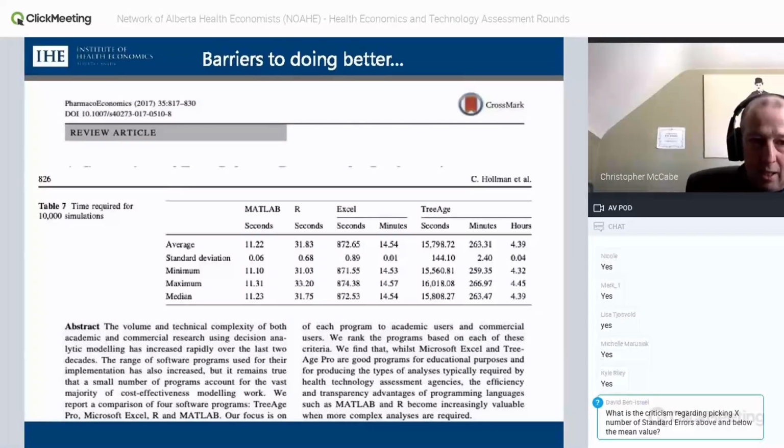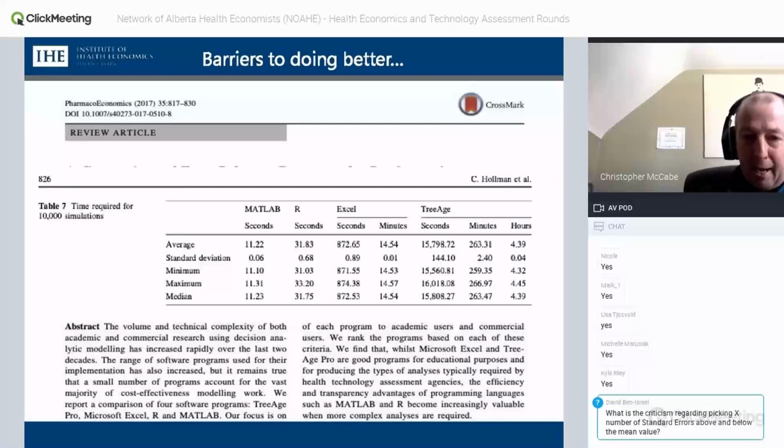These are results from a paper published in 2017 by my research group, where we just compared the efficiency of different software for cost-effectiveness modeling. And you can see, here with this table is the time required for 10,000 simulations. The mean time in MATLAB is 11.22 seconds. In R, it's 31. Excel is in minutes, but it's still under 15 minutes.